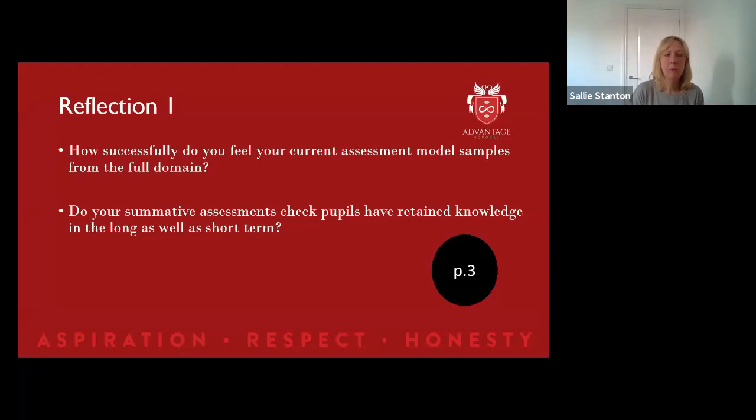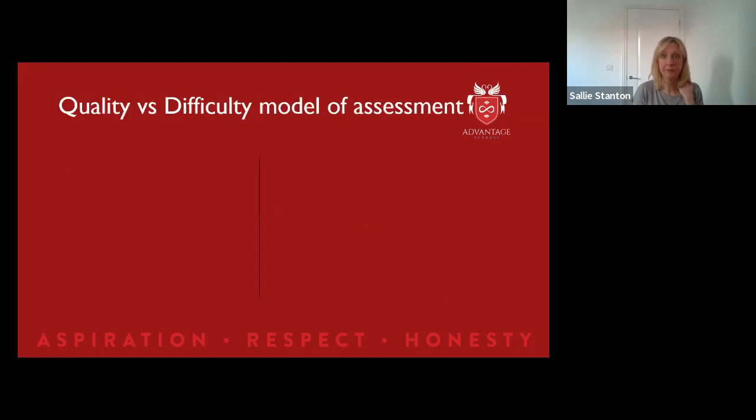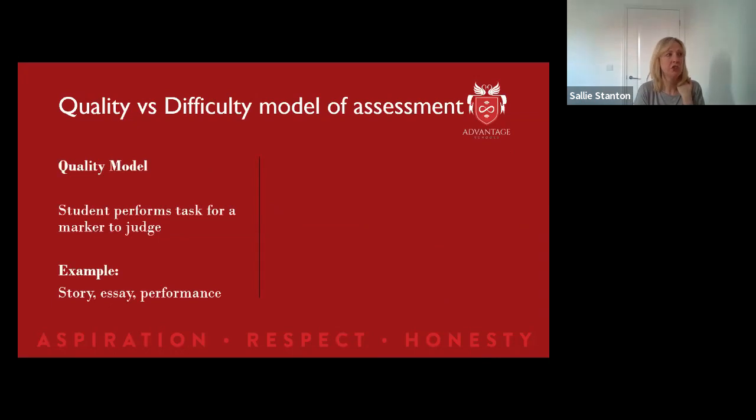And we're going to think a little bit more about moving on from what you're assessing to designing your assessment too. So once you've thought about what it is you want to assess, you can start to think about what's the best form of assessment, particularly for your subject area. We tend to have a choice of a quality or a difficulty model of assessment. The quality model involves a student performing a task for a marker to judge. So examples could be asking a pupil to write a story, write an essay, or do a performance of something. So to produce something which then gets judged and assigned some sort of mark.